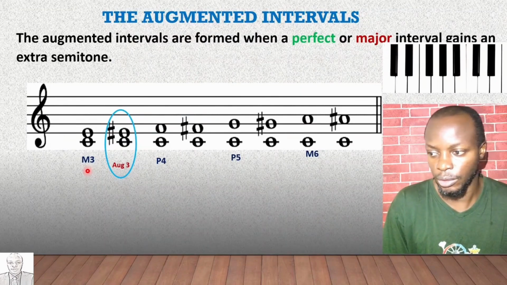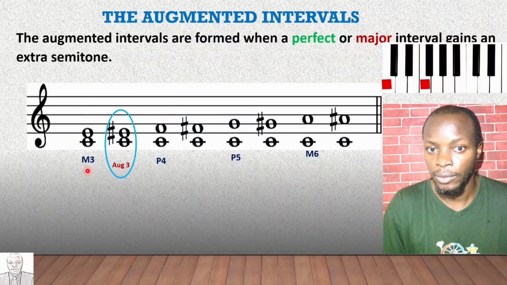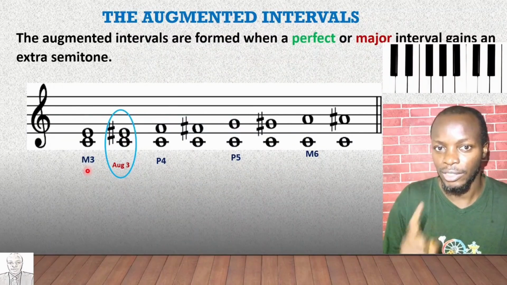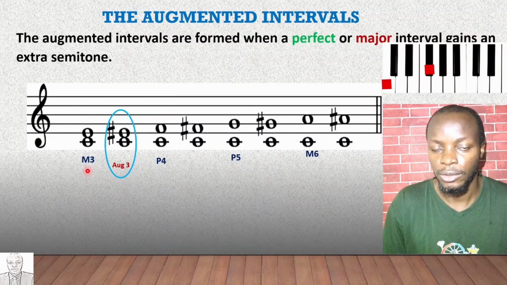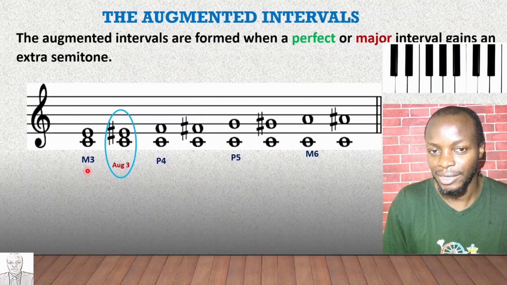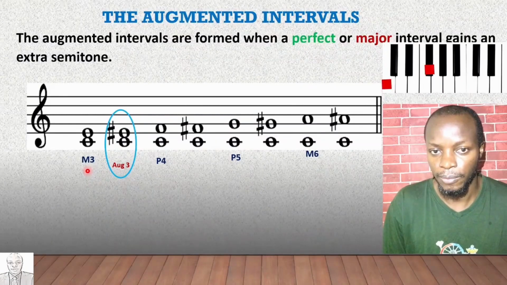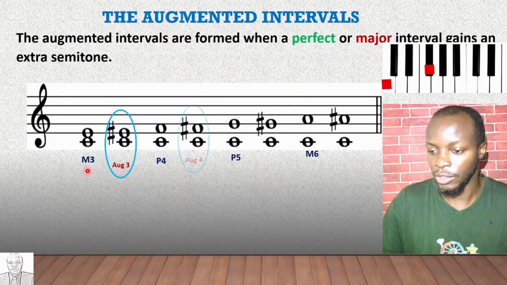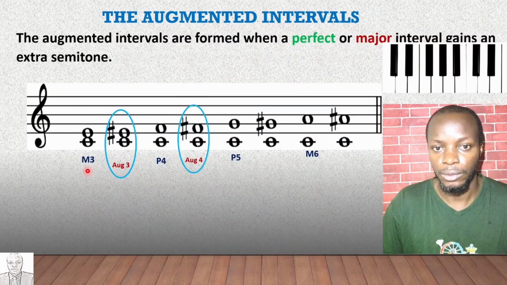Quickly, the next one, Do Fa. When it gains an extra semitone, it becomes a tritone, because you have 6 semitones between them, and that's 3 tones. And that's called the augmented fourth, the tritone.